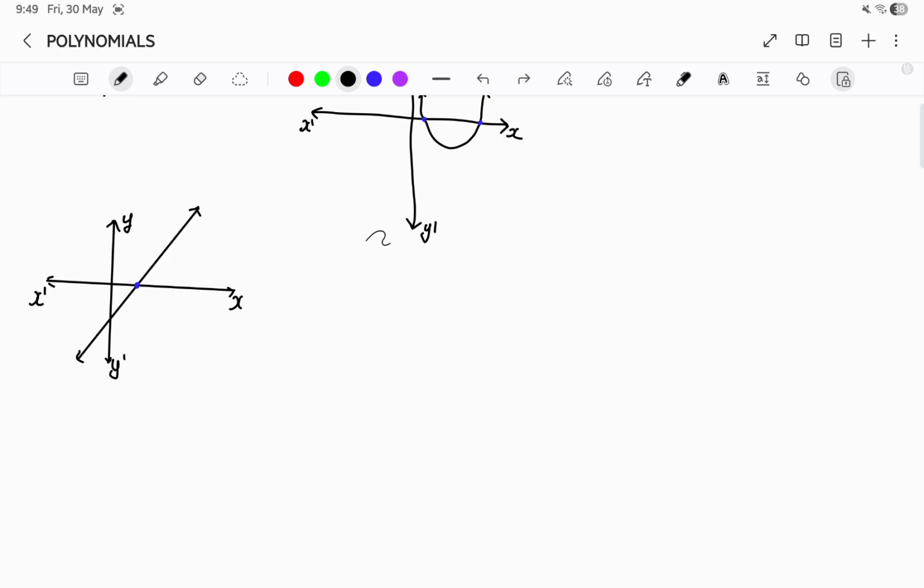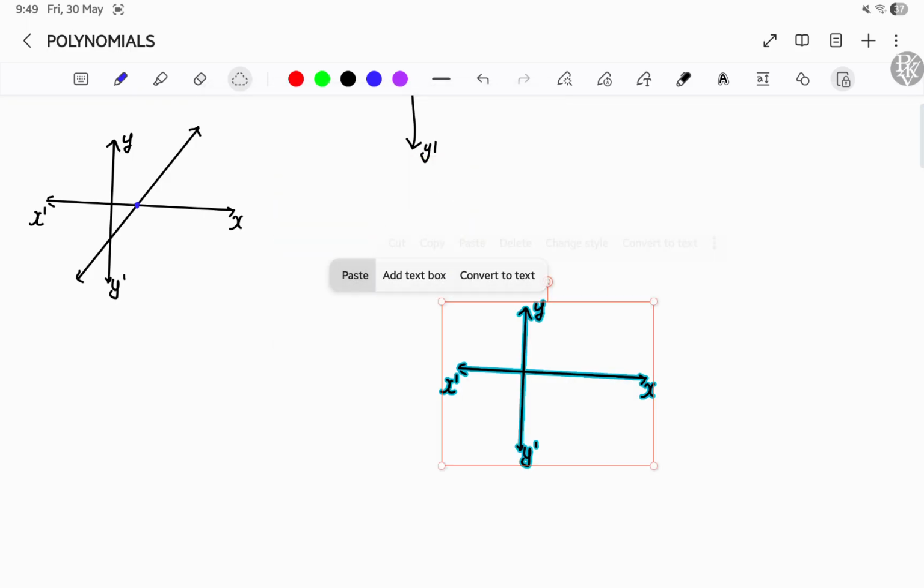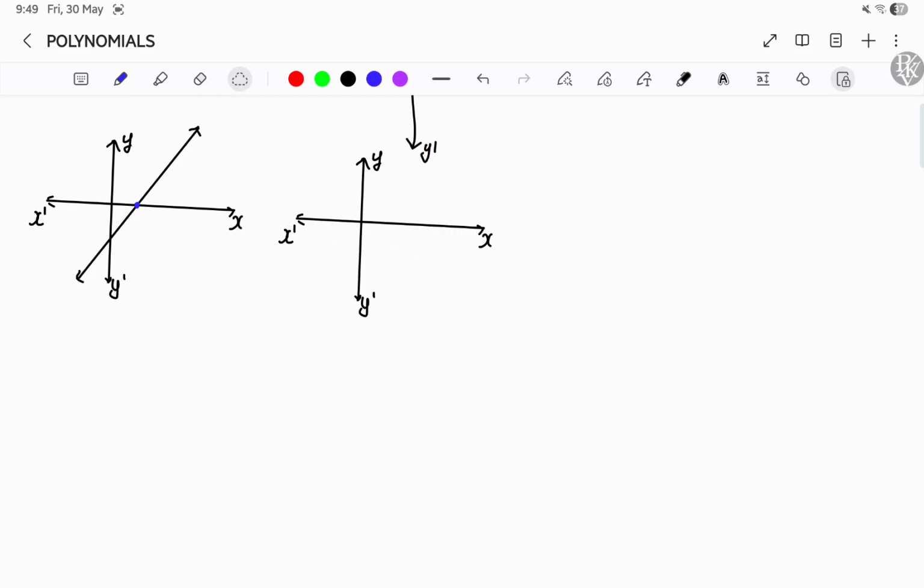What about this? Here again it crosses one time. I'll just redraw this a little better. It crosses one time. Therefore, this also has 1 zero.